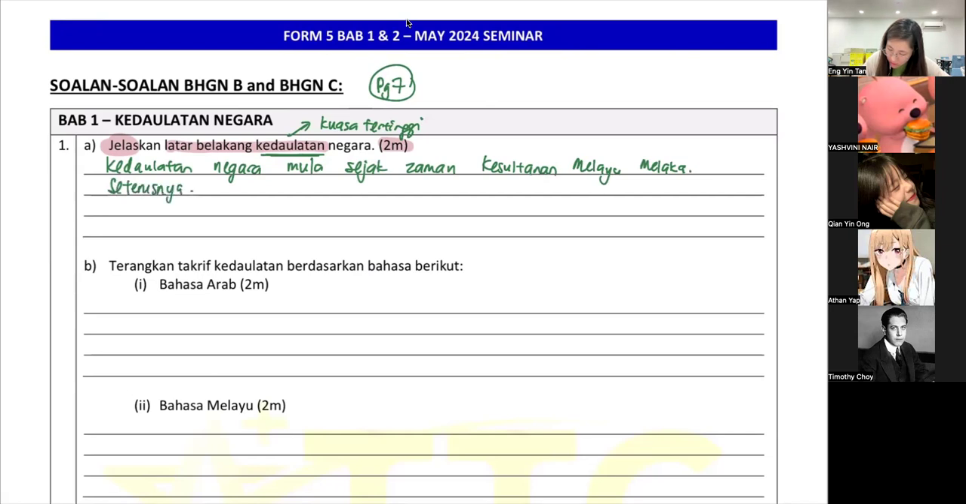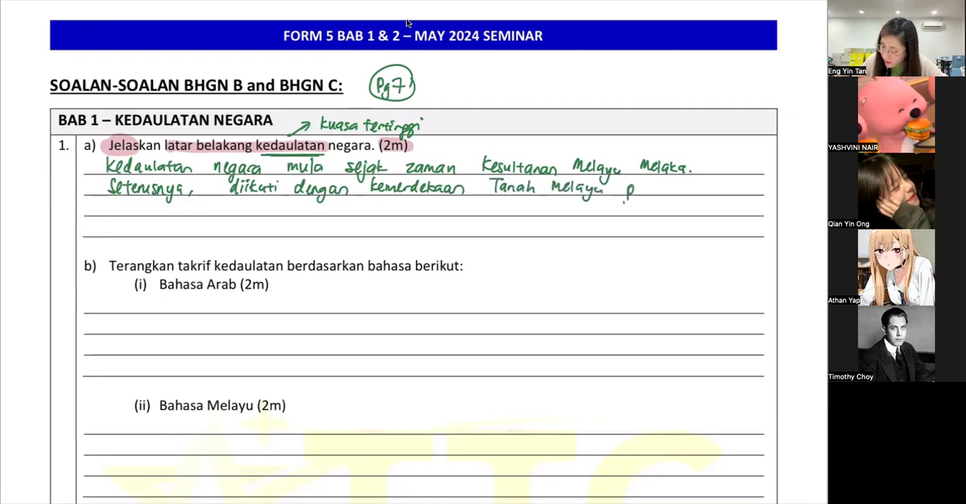Seterusnya, kedaulatan negara kita diikuti. Okay, guys, sometimes I didn't write the full answers for all of you. You know why? Because I need to be fast. So if your school teacher asks you to write full sentences and use all these penanda wacana, just do it for your teacher. So you see, I write down for you. Seterusnya, kedaulatan diikuti dengan kemerdekaan Tanah Melayu, our country.